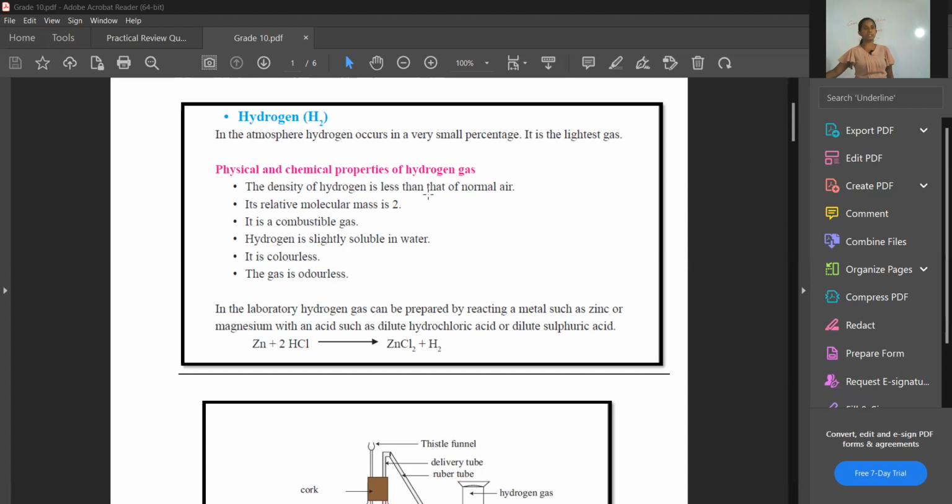You have to know those two, Pute. And it is a combustible gas. Don't mix up a supporter for combustion and a combustible gas. A supporter for combustion means that gas is needed for the combustion to happen. But here, hydrogen is a combustible gas, Pute, that means it can burn. Hydrogen is slightly soluble in water and it is colorless and odorless. No color, no smell.